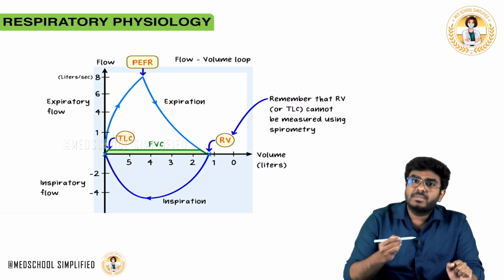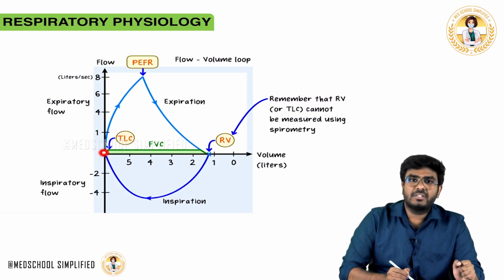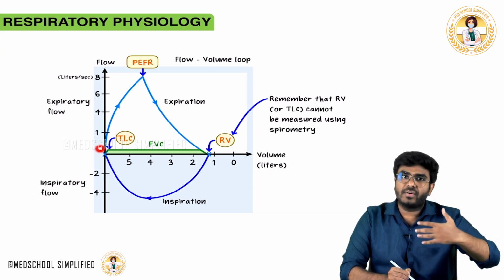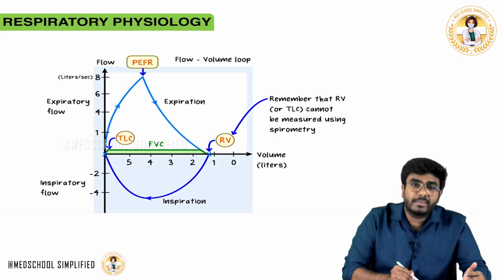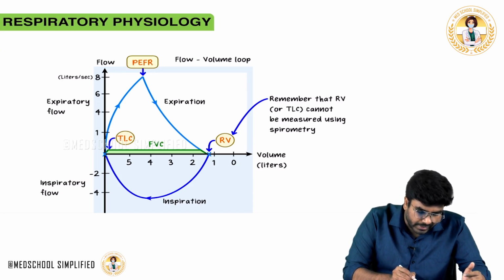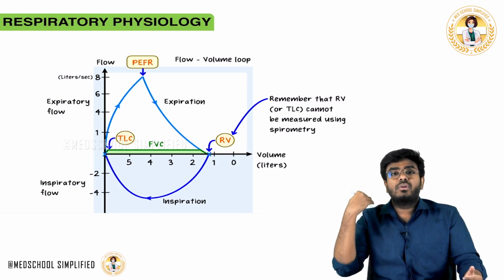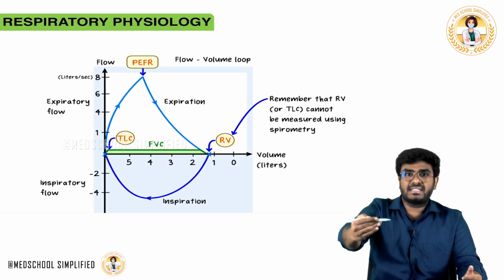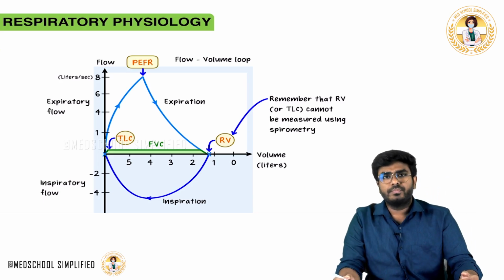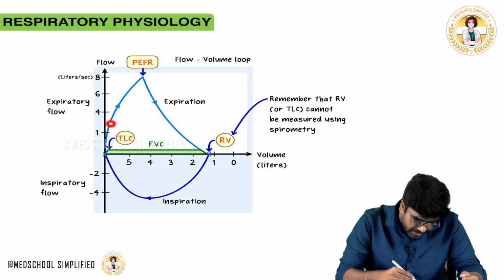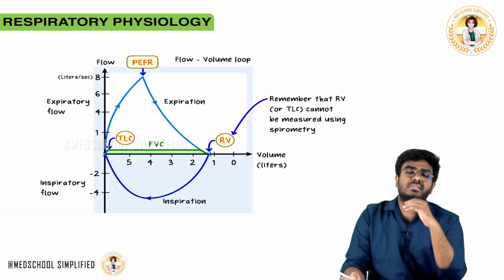Now let's talk about expiration. From here I have started the expiration, something like this, very fast. So air is going out. The topmost point is the peak expiratory flow rate. How much? 8 liters per second almost. This much amount of air will start to go out, the maximum, that fast. Starting from here I am starting expiration and again I am coming back to normal residual volume. So this inspiratory curve and expiratory curve is what is seen in a normal person.